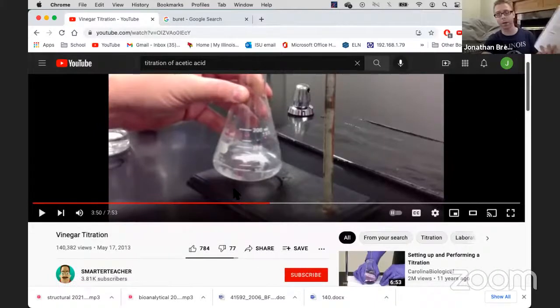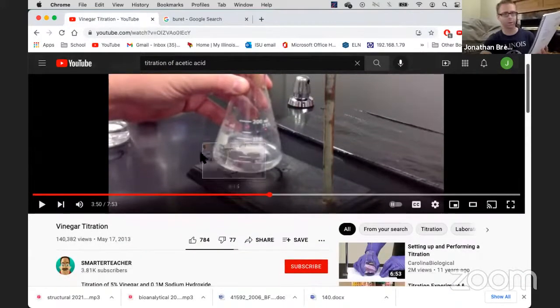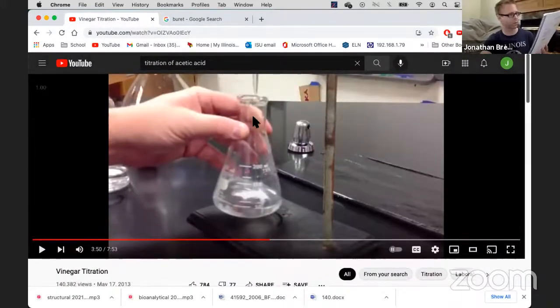Add 3 drops of phenolphthalein indicator. That's going to be little dropper bottles, adding that to the bottom, and then you'll titrate from the solution until it turns a permanent pale pink, and then you'll record the end point volume on your report sheet.